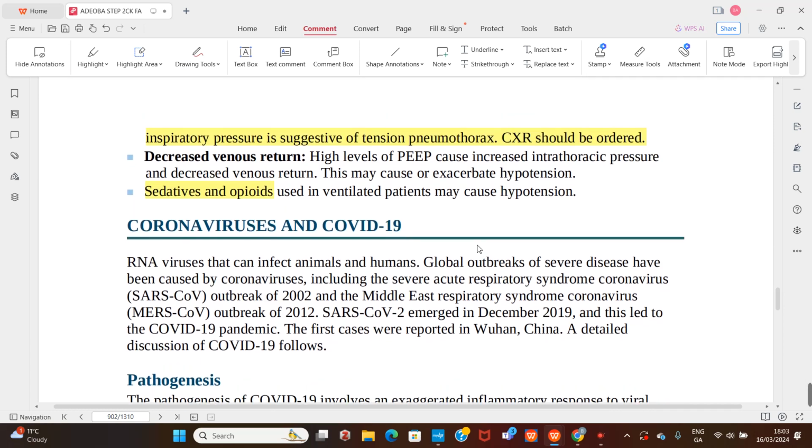Then decreased venous return. So high level of PEEP, just like we have explained, high level of PEEP can reduce venous return to the left side of the heart, and that can also exacerbate hypotension.